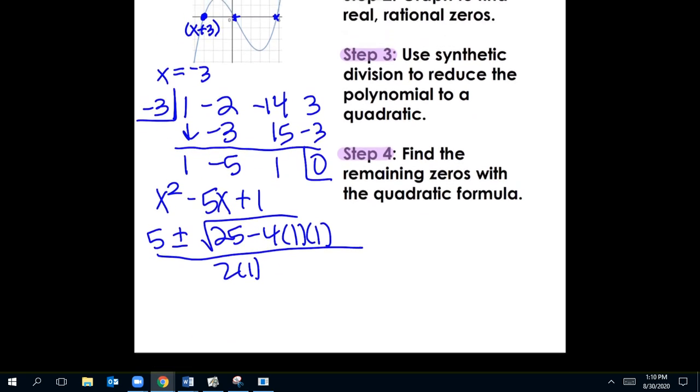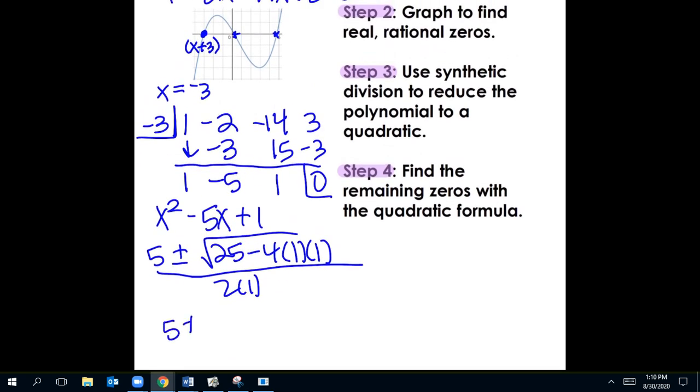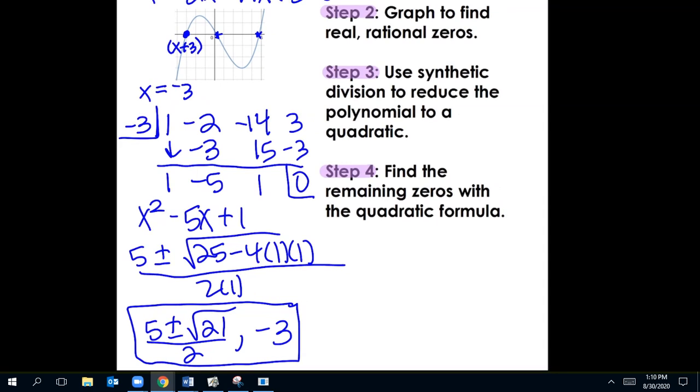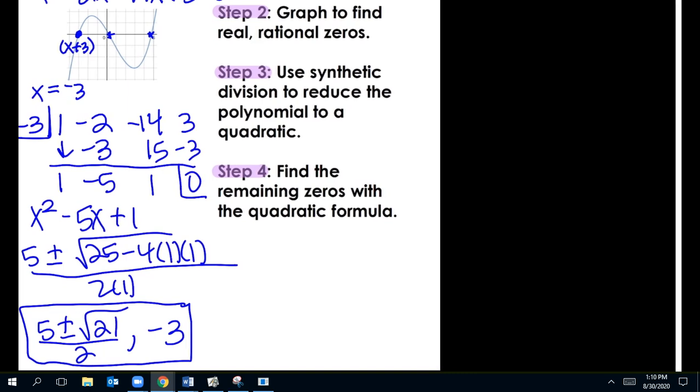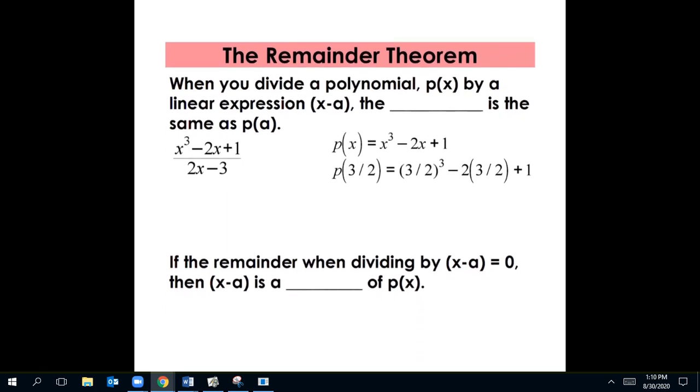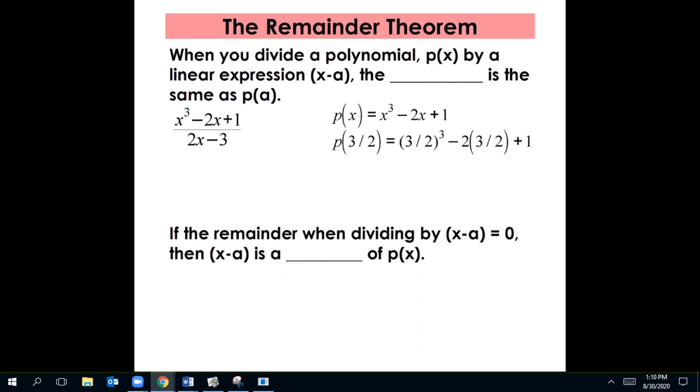So let's finish this up. 5 plus or minus square root 21 all over 2, and then we also have our other zero of -3. So those are our 3 answers. Okay, so that's all we're going to do for solving. We have long division and synthetic division, 2 tools that we can use to solve polynomials. And now we'll just have one last thing to cover, which is the remainder theorem.